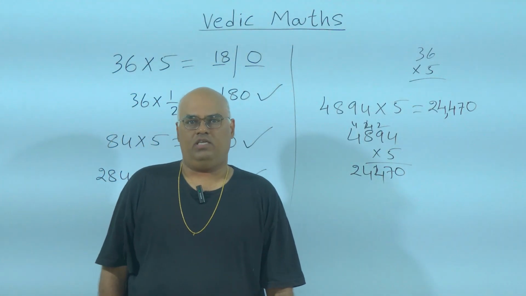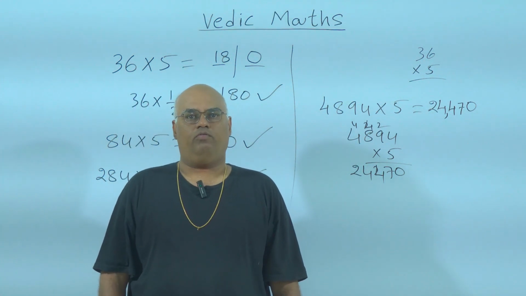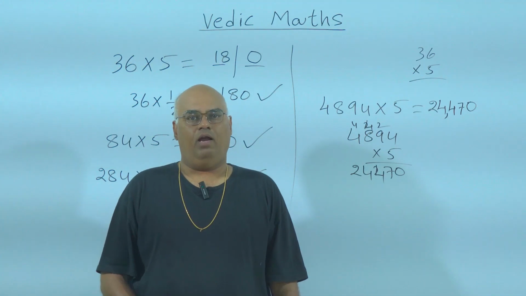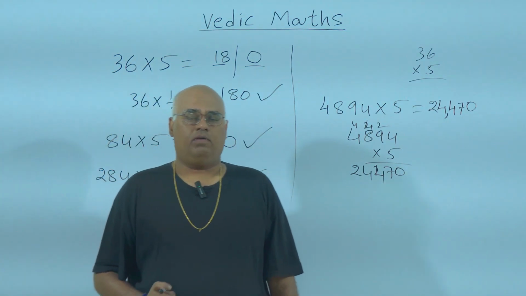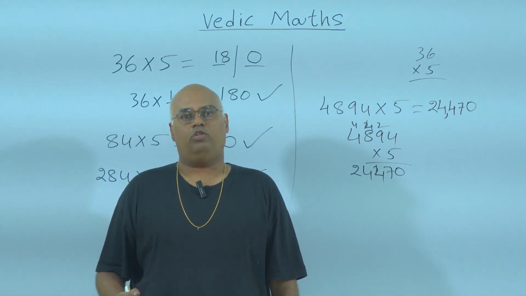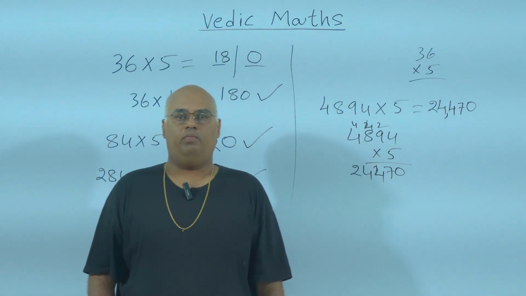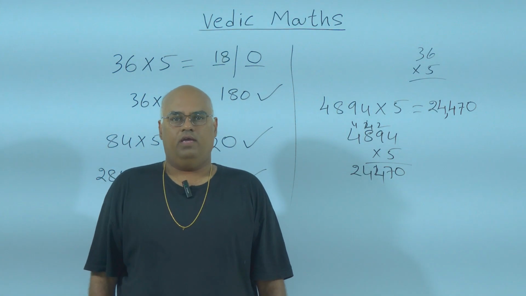My request is, after watching this video, please don't leave it like that. Take about 50 to 60 even numbers and multiply them. When you are doing the multiplication, please focus on accuracy. Don't bother about speed. Speed will come only through practice. The more you practice, the more confident you will become and your speed will also increase.